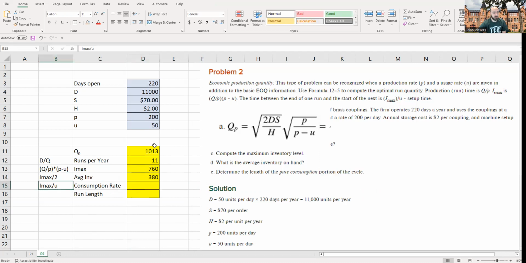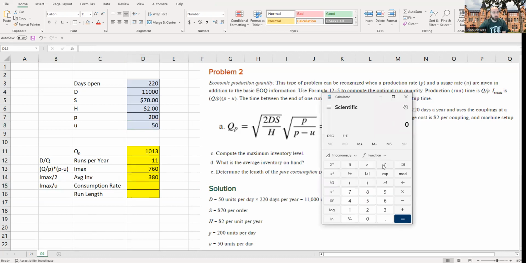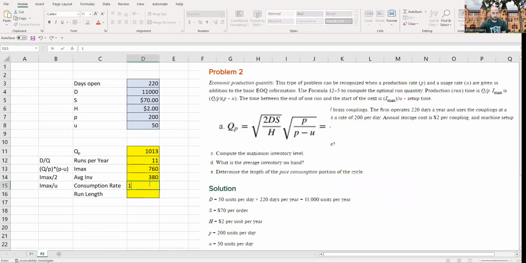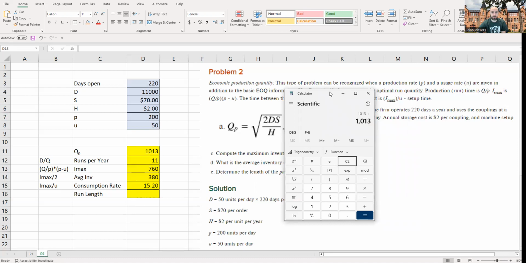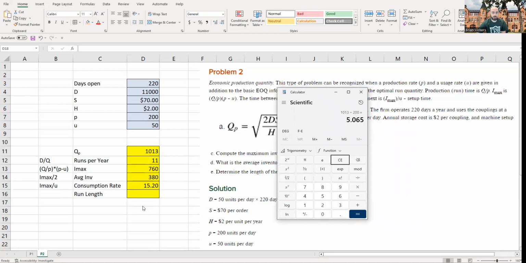Consumption rate is IMAX divided by U. That's how much was being used daily. So 760 divided by 50, 15.2. And then the run length. We're going to produce 1,013 units every run, and we are going to produce 200 every day. So to figure out how many days that lasts, we just need to take our Q of 1,013 and divide it by 200. So how many days does it take us to get to 1,013? That's the idea there. 5.065.